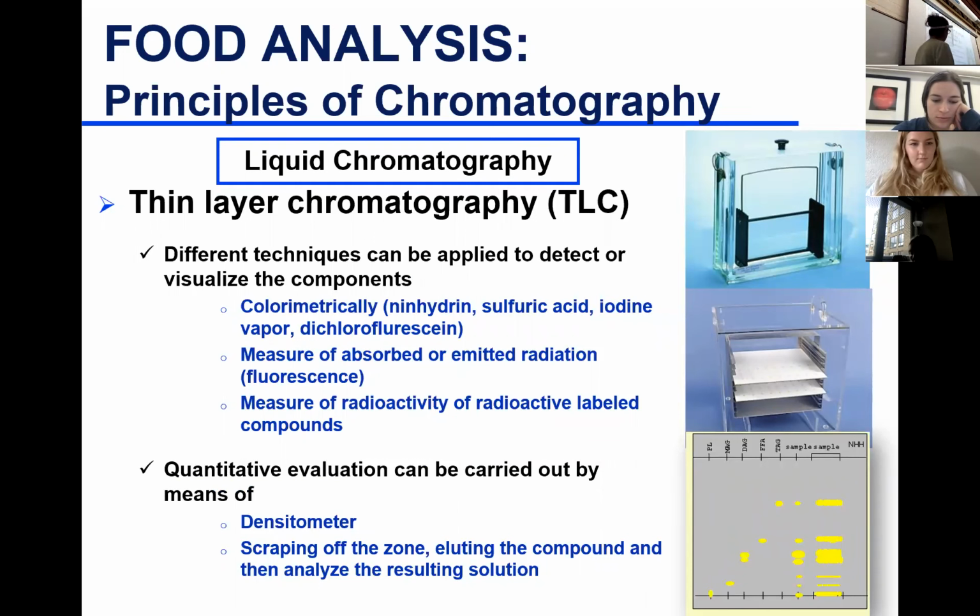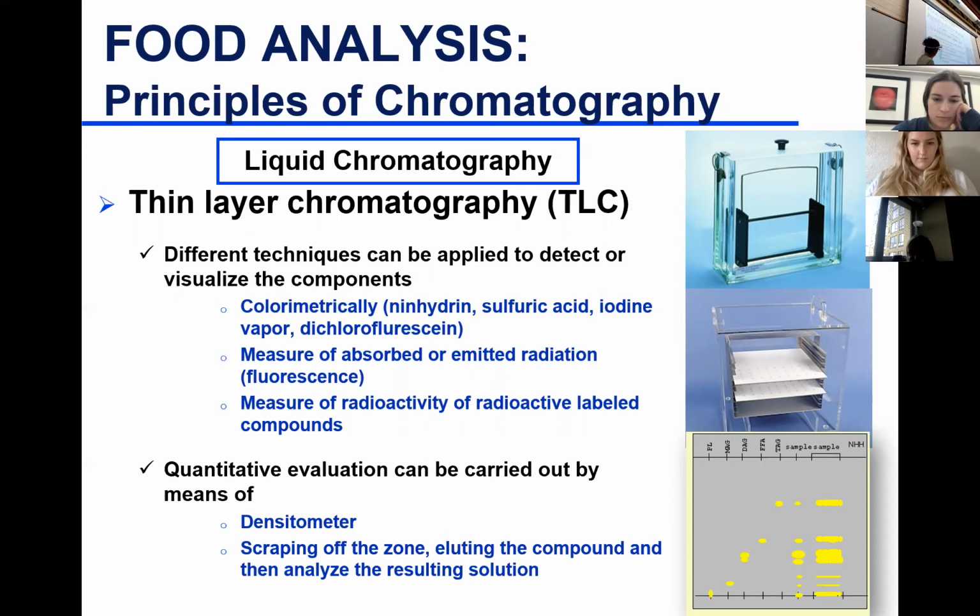Same thing, you would spot your sample and then you would develop it in a developing chamber, and then you let it dry and then you need to be able to see your components. So depending on what you're trying to separate, you can spray with anhydride if it is amino acid based. You can spray with sulfuric acid. The sulfuric acid will burn the organics and then you would see a brown color where you have a spot. Or you can have iodine vapor where you also get color. Or you can have a fluorescent like dichlorofluorescein where you can measure fluorescence.